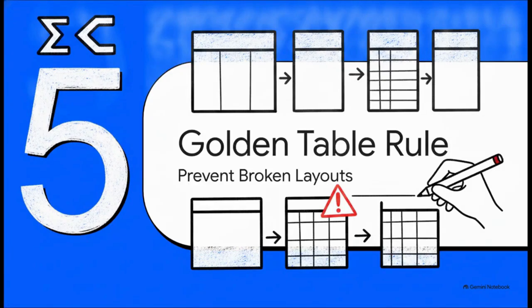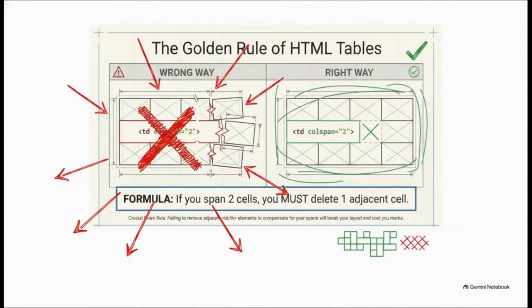Okay, part 5, the golden table rule, prevent broken layouts. This is the big one. Look really closely at the wrong way schematic on the left here. This is exactly what happens when you confidently add a Colspan of 2, but totally ignore the physical mechanics of the grid. If you fail to account for the cells you're merging, it physically breaks the layout. It literally forcefully pushes the adjacent cells straight out the right side of the grid. The data becomes unreadable, it looks super sloppy, and yeah, no surprise, it will cost you heavy marks.